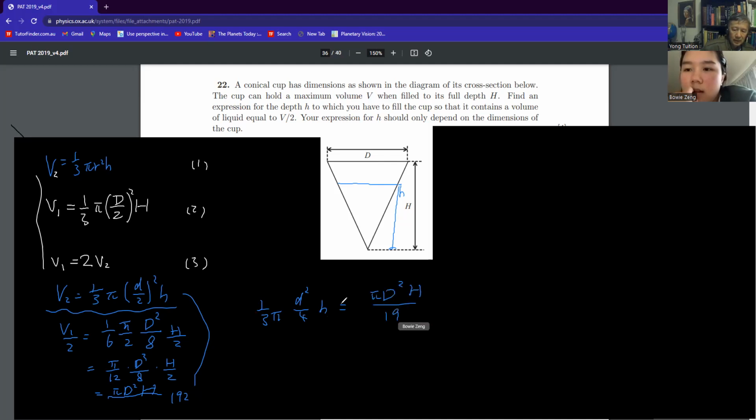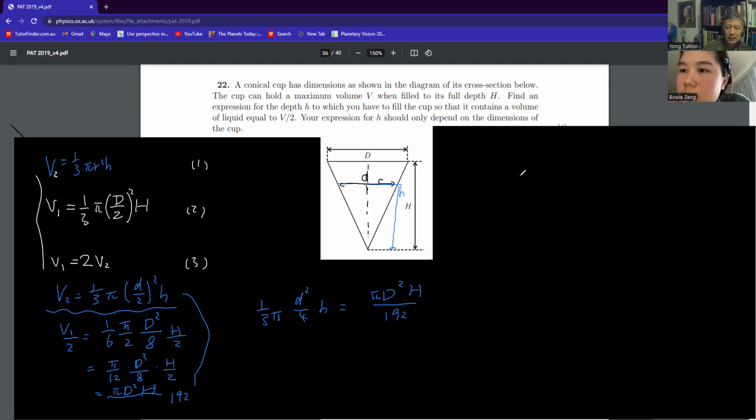Yes, you just simplify that. It should only depend on the dimensions of the cup, so I need to eliminate the small d. Yeah, that's right. You have used this triangle. There are two similar triangles here. This is the small d, right? This small d here, and a large D. So you have used the ratio. These two ratios will be the same.